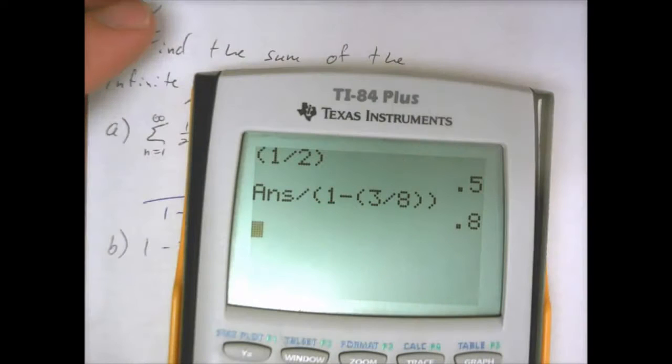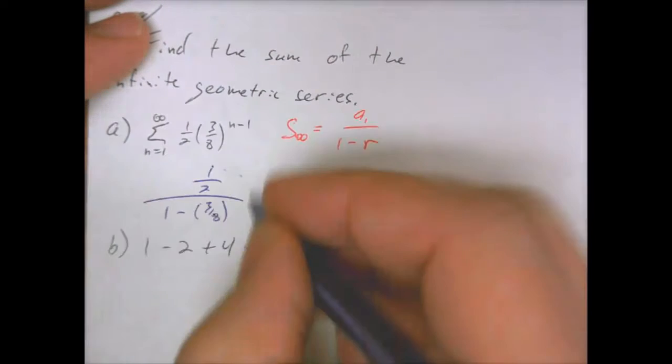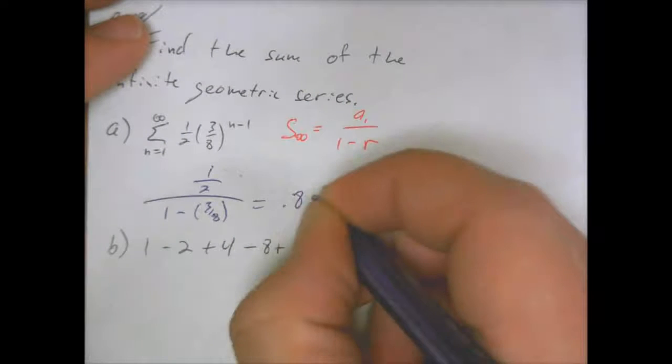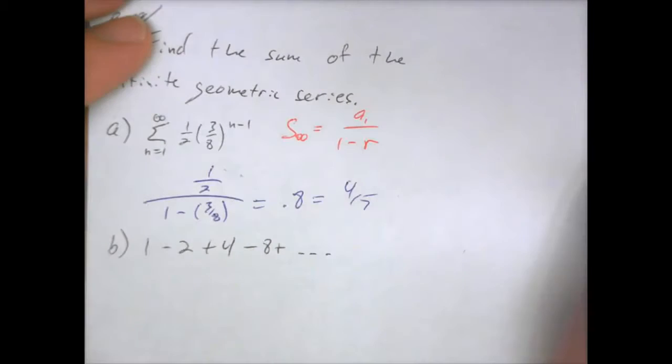Okay, and we get 0.8, so that is also 4/5. So if you write 0.8 or if you write 4/5, happy day.